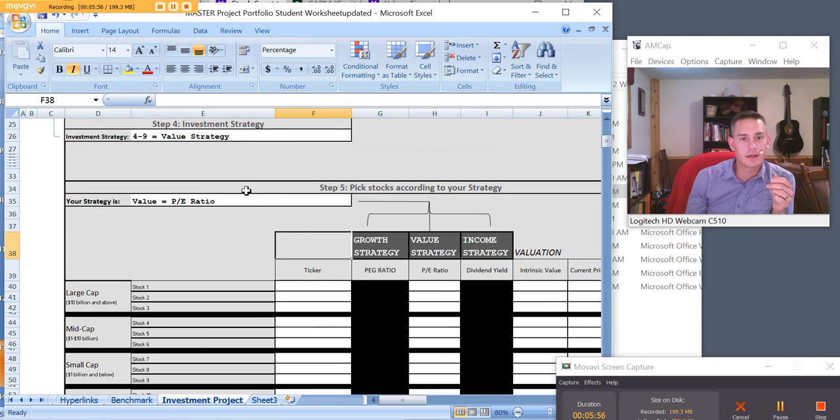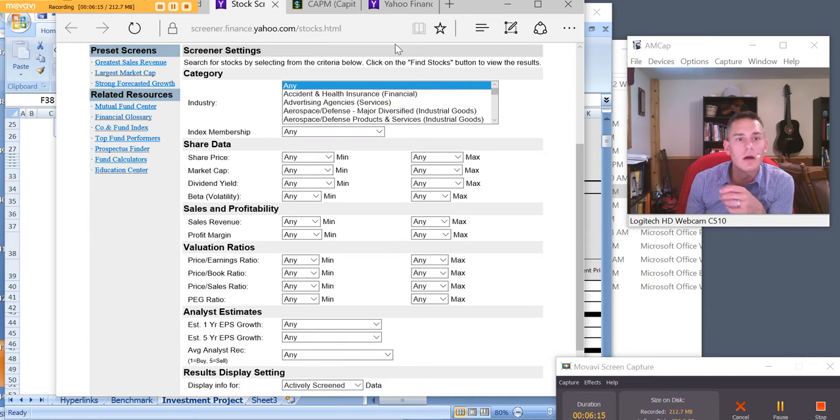All right, so the next thing we need to do is pick stocks according to our strategy. So the first thing we're going to do is find 3 large capitalized stocks. Now, large cap means they have a market capitalization of $10 billion and above. So when I go to the stock screener, the first thing I'm going to do is set this market capitalization between $10 billion as a minimum, and the maximum I'm going to leave it at any.